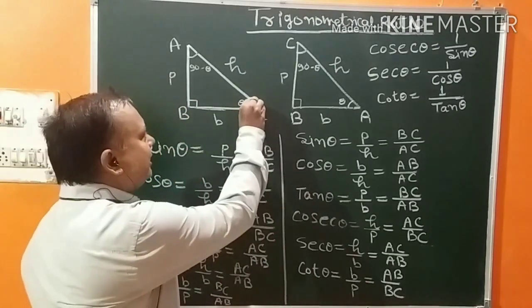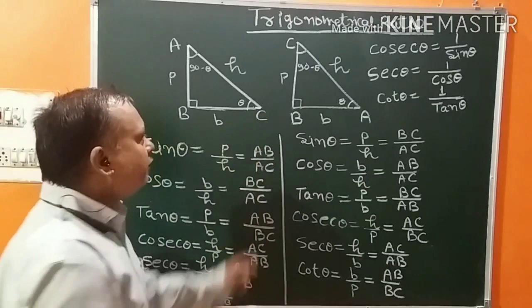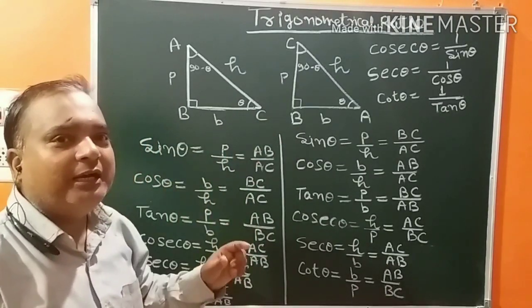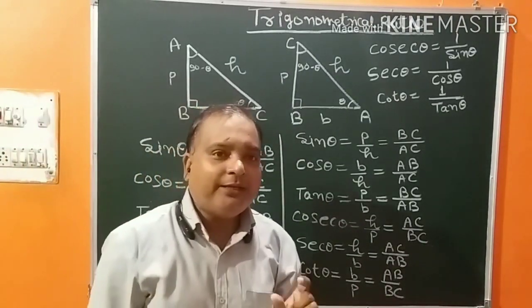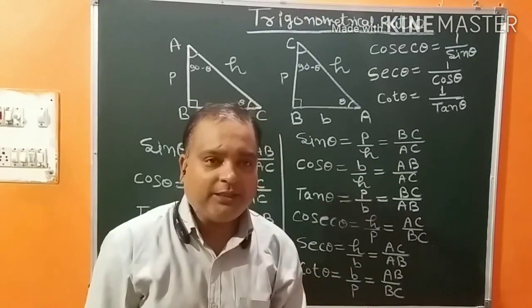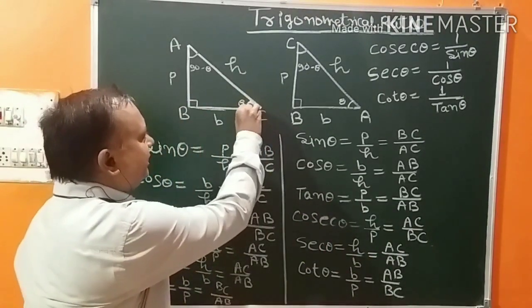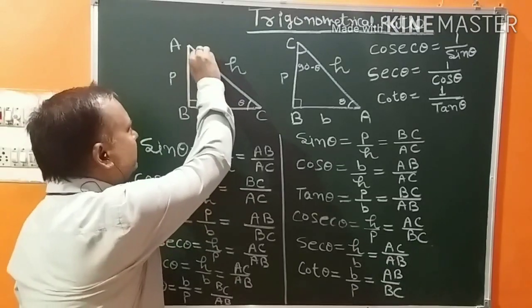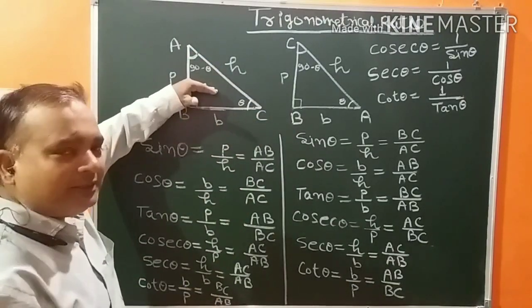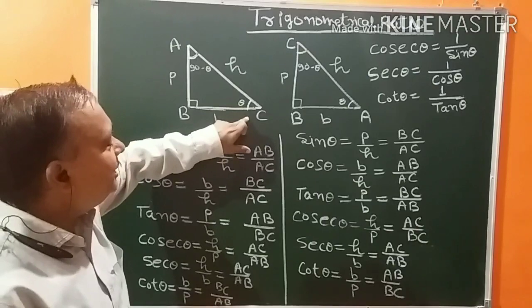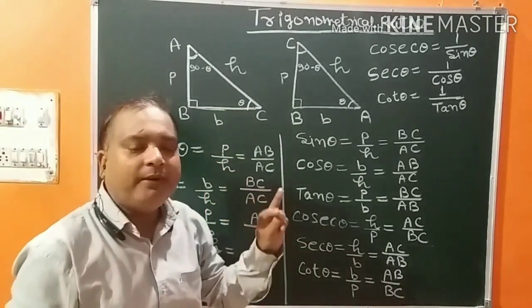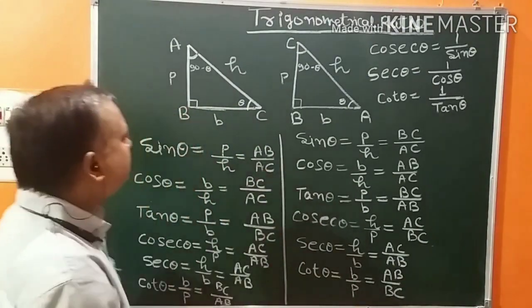Now if I take angle C as theta, the question arises, what is theta? Basically, theta is simply a symbol or notation to represent the angle. If it is theta, what is the angle A? Clear? 90 minus theta, because both the angles make a complementary pair of angles.